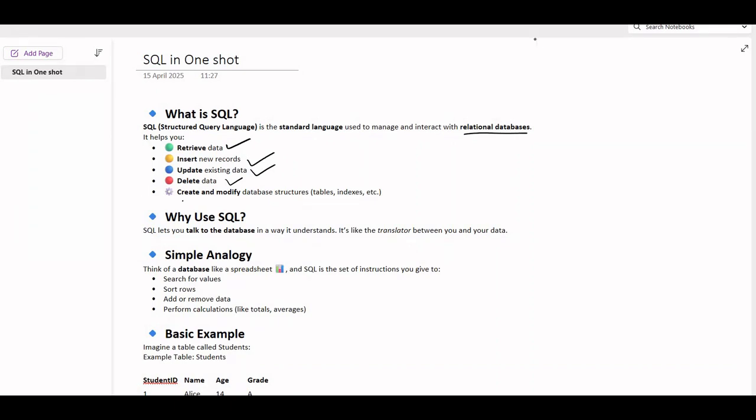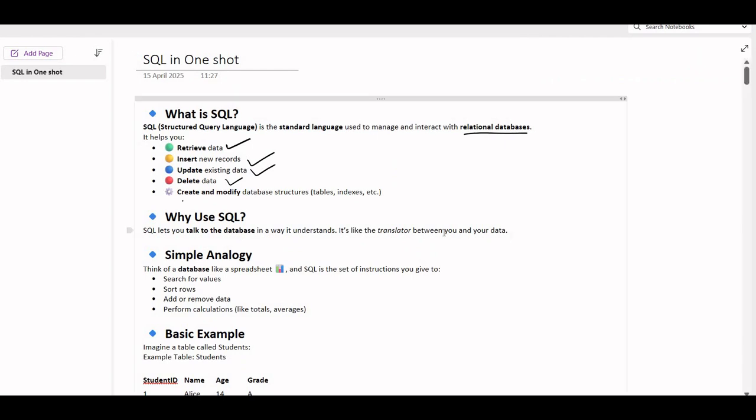Its main function is that it helps us to retrieve the data. We can insert new data. We can update whatever existing data is there. If you want to update any rows or columns, you can update them. If you want to delete any of the data, you can also delete it. If you want to modify the existing data, you can modify it, or you can create a new table. All this you can do with the help of SQL.